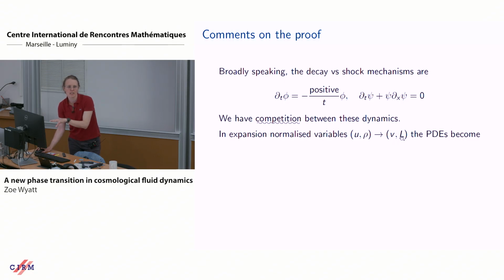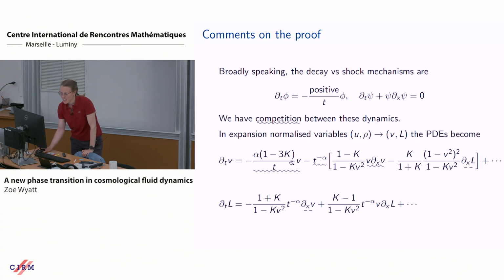Okay, and I'm just writing the equations in T2 symmetry because you get the gist. So we get the following equations here. Let me unpack them a little. The first equation is dt of our velocity variable. And what do we get here? We get minus some coefficient alpha, 1 minus 3k, divided by t, times v.